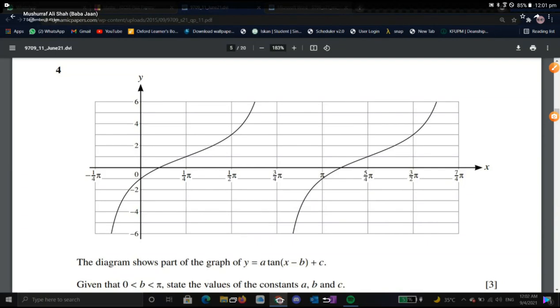Bismillahirrahmanirrahim. Assalamu alaikum. This is a question from June 21, 11 variant, and the question number is 4.